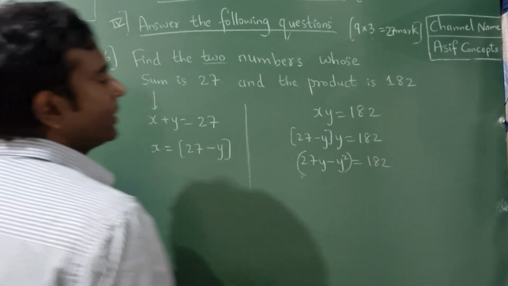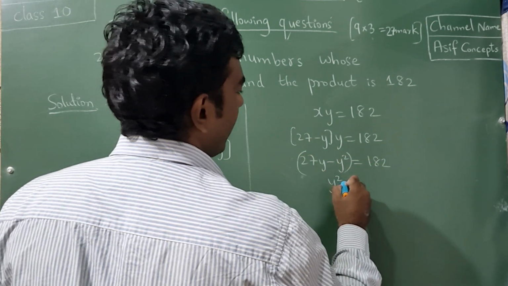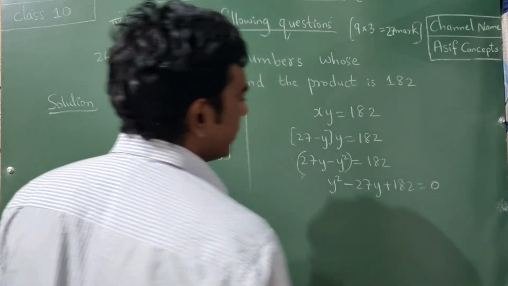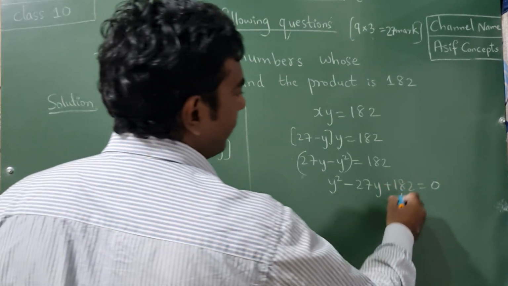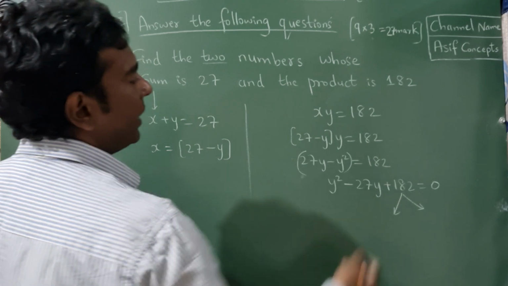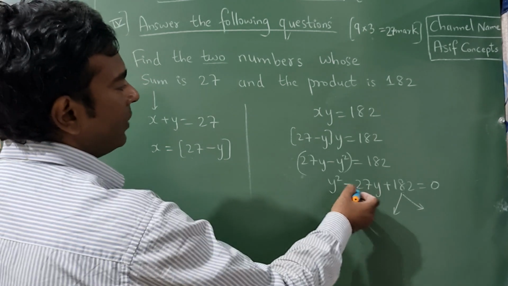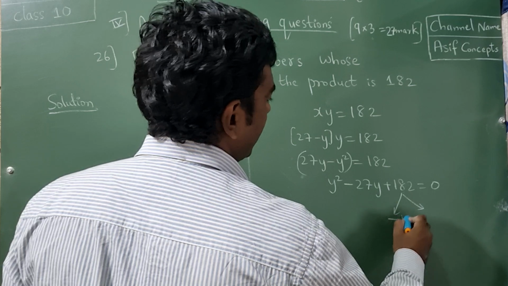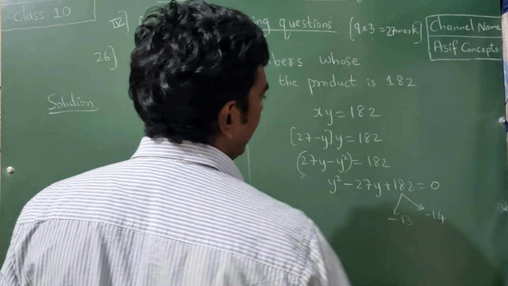Take all the terms on the other side. So it will be y square minus 27y plus 182 is equal to 0. Now we have to find the factors. If you multiply, you should get 182, and if you add, you should get minus 27. So the two numbers are minus 13 and minus 14.